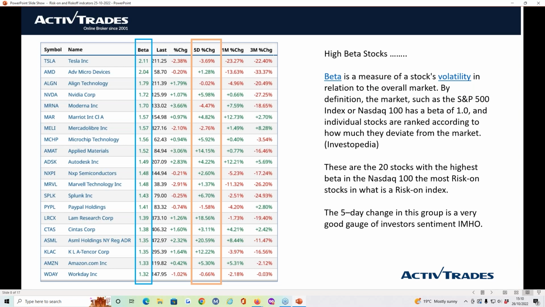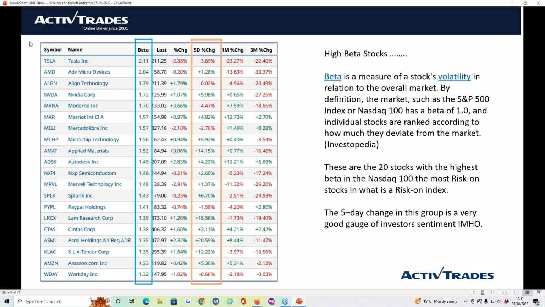And so by definition, the market, an index such as the S&P 500 or the NASDAQ 100, has a beta of 1, and individual stocks are ranked and graded according to how much they deviate from the market. So how much more sensitive they are to a move in the market, a certain number of index points up or down, and through a little bit of math, we can come up with a ratio or a figure that expresses that.